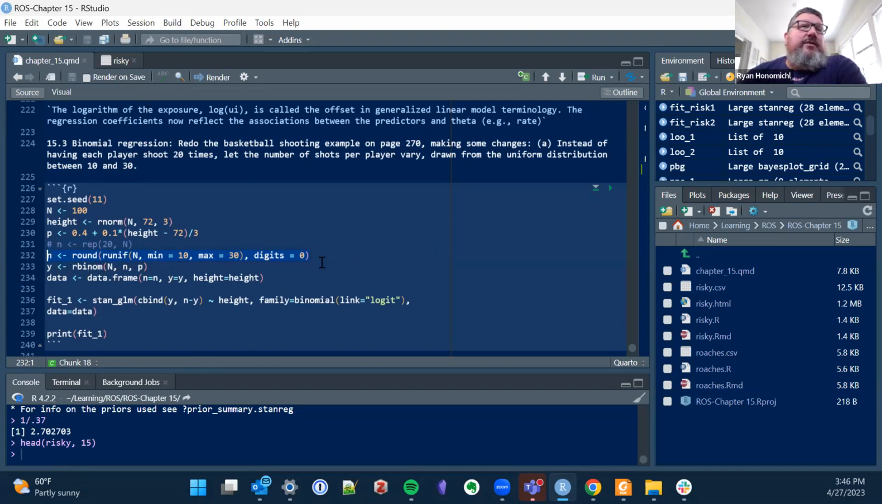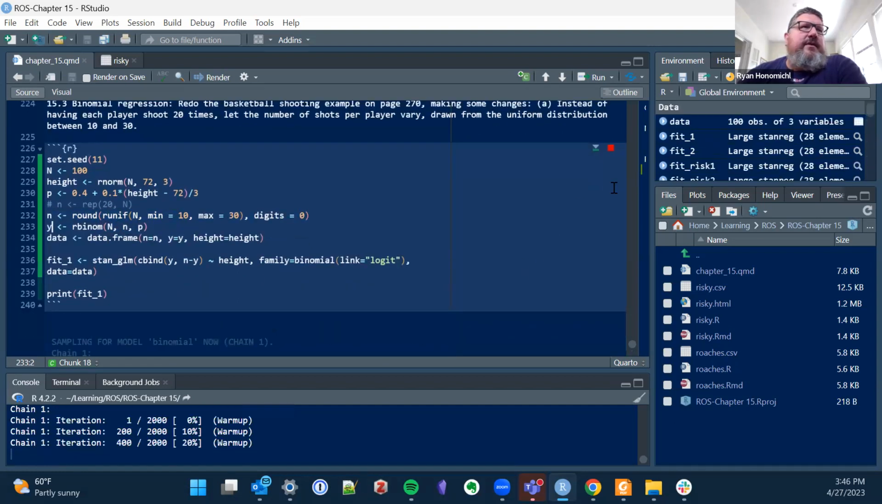One thing that I did wrong at first was if you don't round, it will have 2 or 3 decimal places, and then you can't get this to run the R binom function. So let me show you real quick. Yeah, you need both.